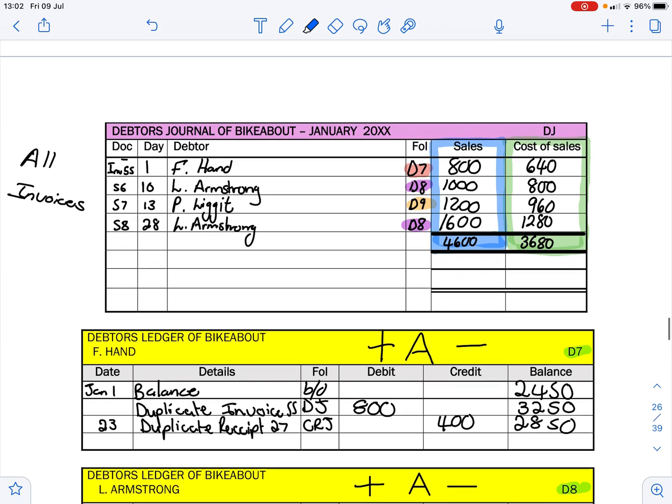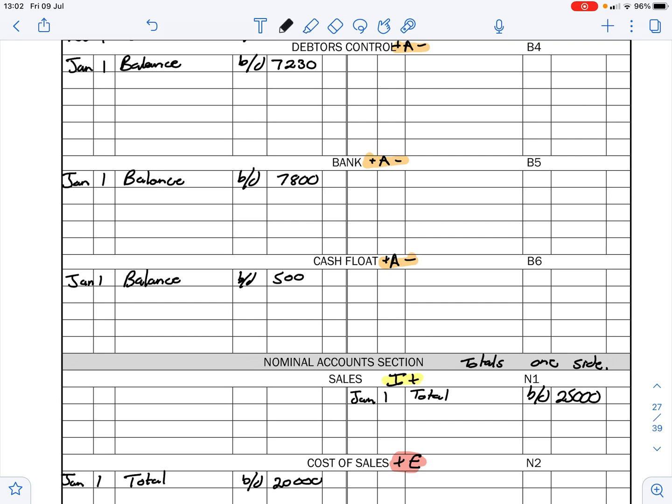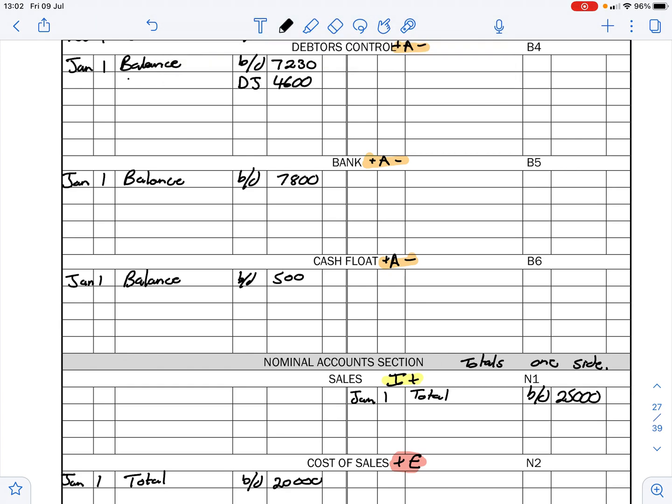Now, in our sales column, we have 4,600 Rand worth of credit sales, which means we can debit 4,600 Rand of credit sales. Where did we get that information from? We got it from the debtors journal. Why has it increased? Well, we've made credit sales. And this takes place on the last day of the month because sales has its own column in the debtors journal. Now, that is our asset increasing.